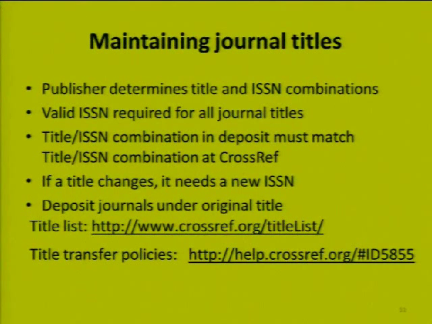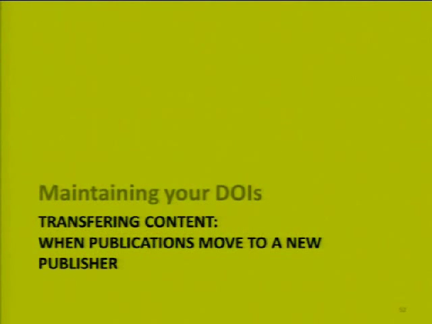Now, maintaining journal titles. As a publisher, you determine the title and the ISSN combination. And if your journal title changes, you will probably have to get a new ISSN. Now, when you register, there are title lists within CrossRef. So if there are changes to your ISSN, you have to inform CrossRef. And there are transfer policies, again, on the help site to deal with this that you should refer to.